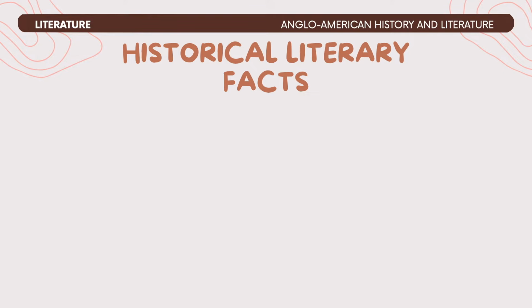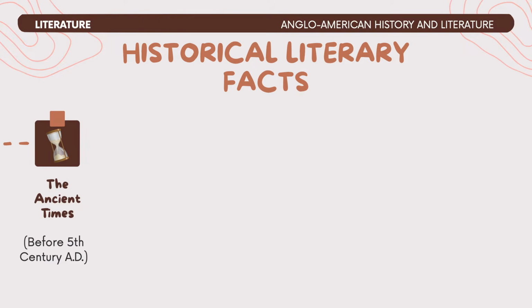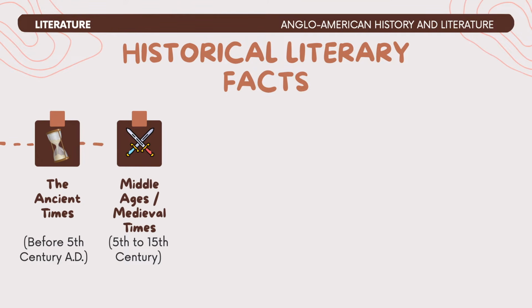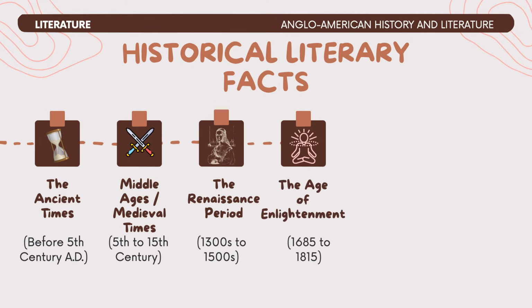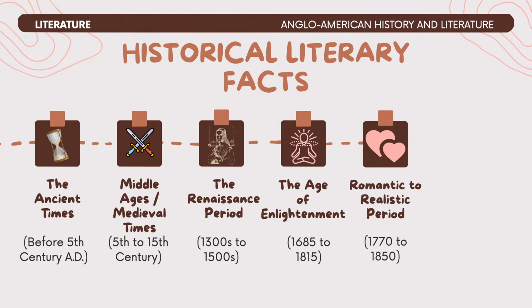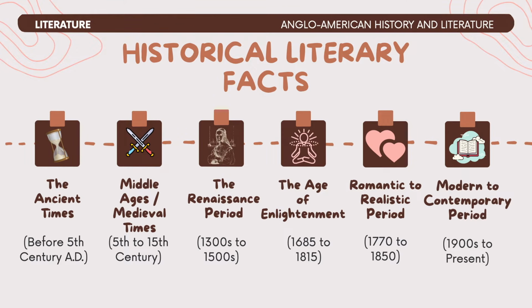The following are the important periods in history and literature of England and the United States of America. The ancient times dated before the 5th century AD, the Middle Ages or medieval times dated 5th to 15th century, the Renaissance period from 1300s to 1500s, the Age of Enlightenment from 1685 to 1815, the Romantic to Realistic period from 770 to 1850, and modern to contemporary period from 1900s up until the present. Let's discuss them one by one.